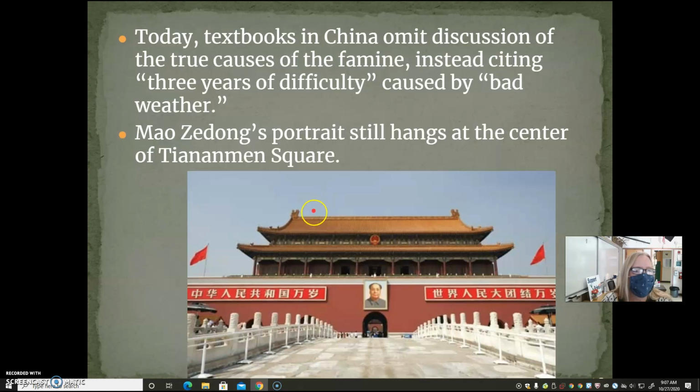All right, and then the last, revisiting the Great Famine, the last section of this. So textbooks in China today omit talking about the true causes of the Great Famine. They call it 3 years of difficulty caused by bad weather. Mao Zedong's portrait still hangs at the center of Tiananmen Square, at least when this was made. I haven't been there. And so that's kind of like the way that they leave it, but you guys know the other story.